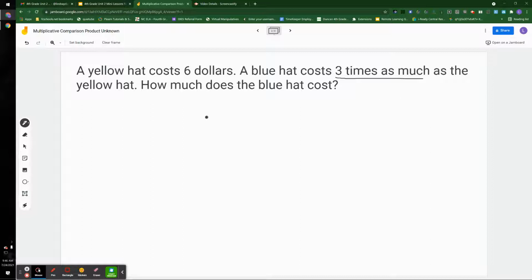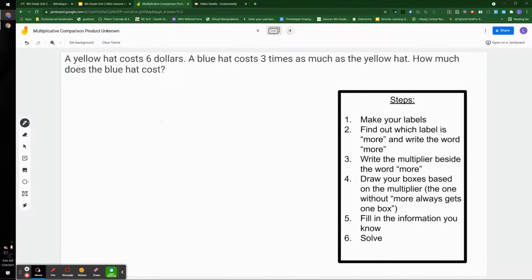I know since I'm comparing a yellow hat and a blue hat, and it uses the language 3 times as much, which indicates multiplication because of the word times, I know that this is a multiplicative comparison problem. Anytime we're comparing two or more things using multiplication, we need to draw a bar model to help us solve the problem. A bar model can be made by following these 6 simple steps.